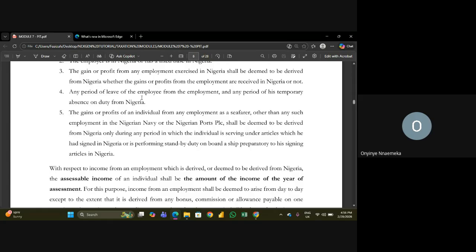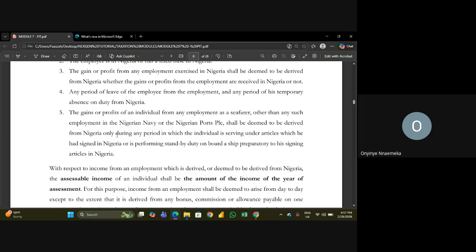The gains of an individual from any employment as a seafarer. I think those people that used to be on sea, other than Navy or Nigerian Ports PLC. If you are in the Navy or Nigerian Ports PLC, this does not concern you. But if you are not in these two, then your income shall be deemed to derive from Nigeria only when that individual is serving under an article that he has signed in Nigeria or performing standby duty on a ship preparing to sign his article in Nigeria. Maybe there's something called an article under all this seafaring stuff, right? So if the article is under Nigeria, whatever amount of money that you get at that particular time that your article belongs to Nigeria is going to be deemed to be earned in Nigeria, therefore taxable in Nigeria.